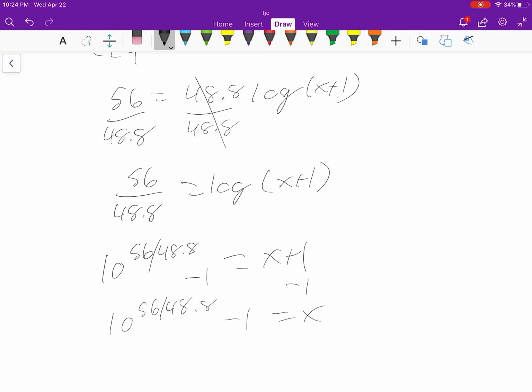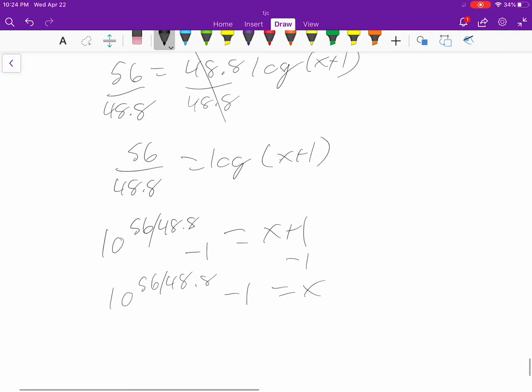Okay, subtracted 1 from both sides. Now, at this point, you'd have to plug it into a calculator and get your answer. But when you do, you get 13, approximately. So at the age of 13, a boy will have achieved 85% of his height, is what this says.